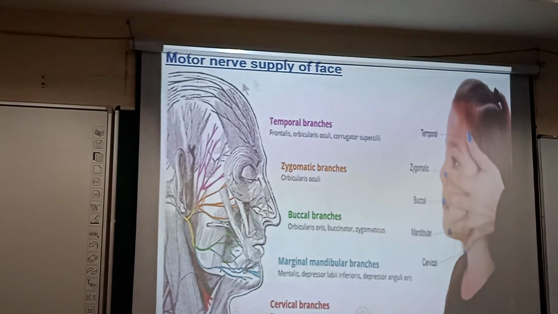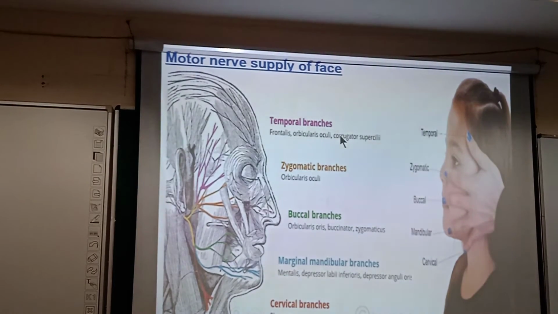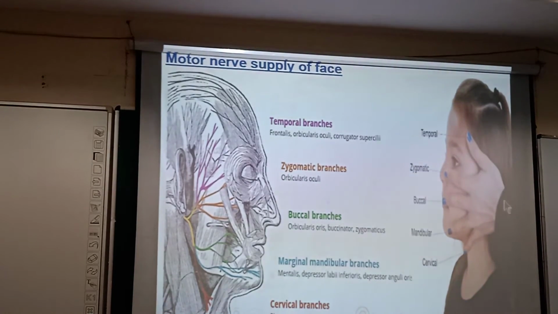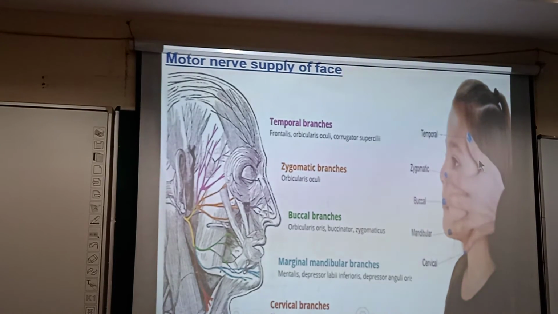Motor nerve supply of face. Just like a slap over the cheek, this thumb symbolizes the temporal branch. These are the 5 terminal branches of the facial nerve, the motor division of the facial nerve. Remember: Temporal, Zygomatic, Buccal, Marginal mandibular, and Cervical.